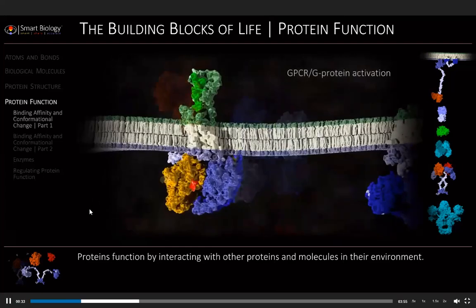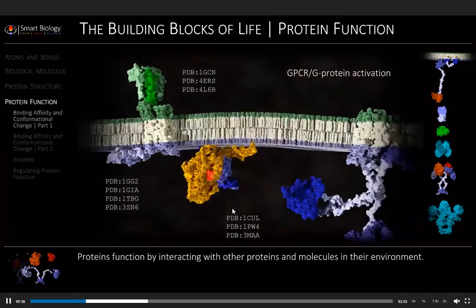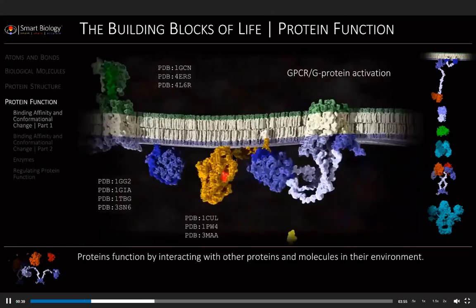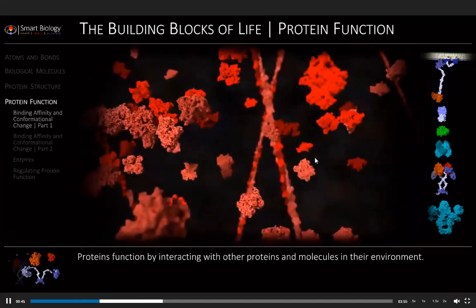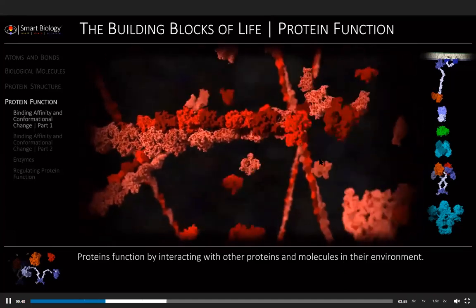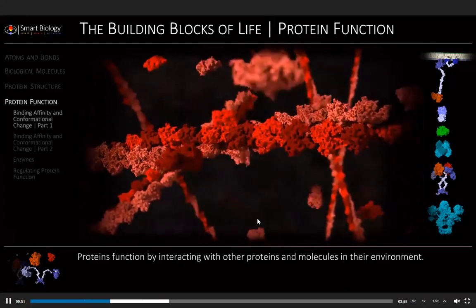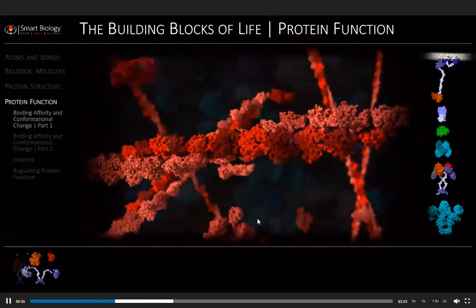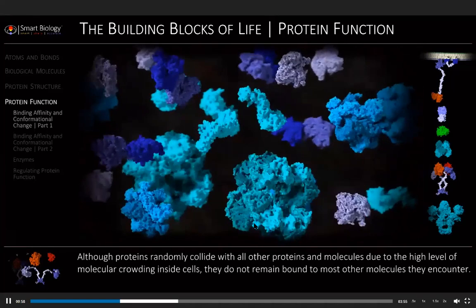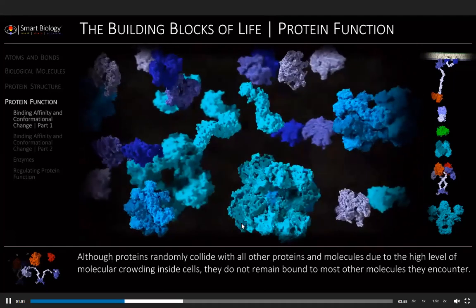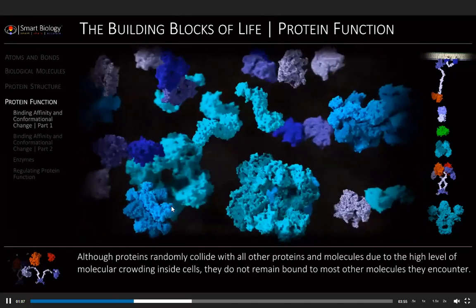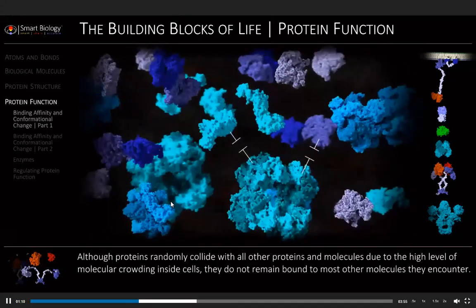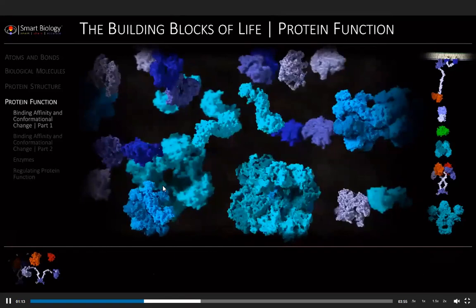So here we have a kinase, here we have G protein coupled activation, beautiful pictures, where we have the activation of adenylyl cyclase. We've also seen this before, where we have the formation of the actin filaments, and then we have a large number of proteins. The proteins can randomly collide with other proteins because it's very crowded inside the cell environment, right? We saw this last week as well.